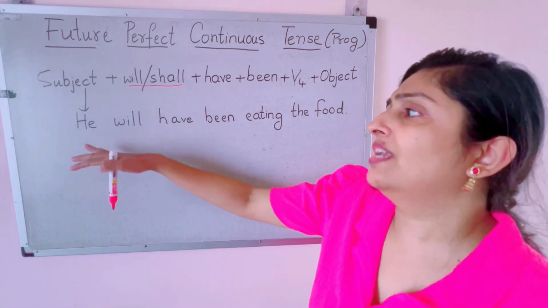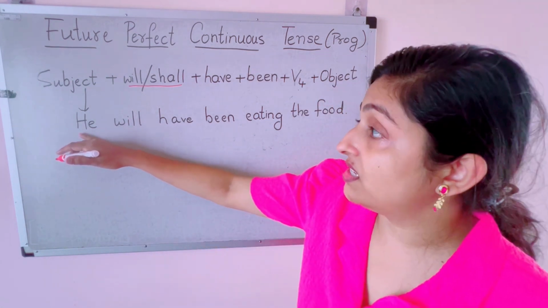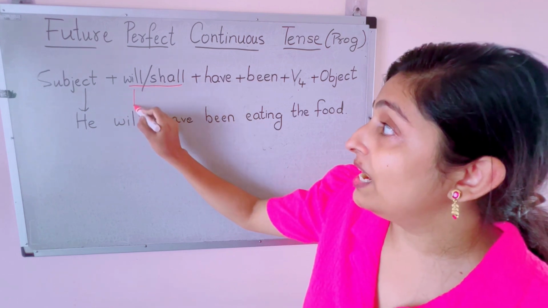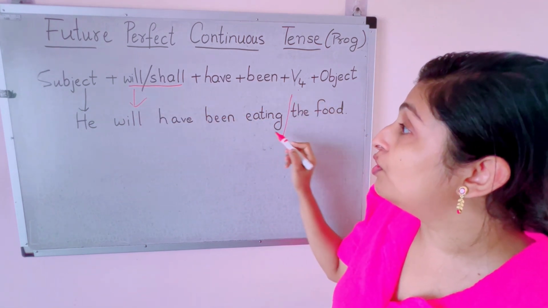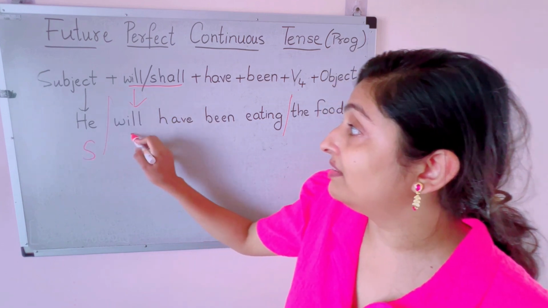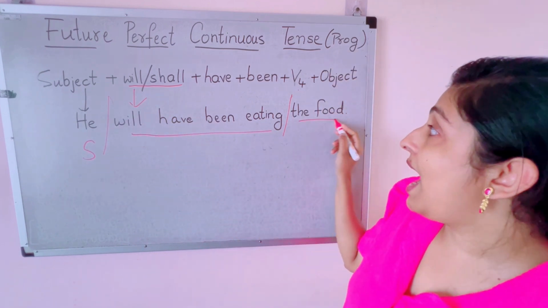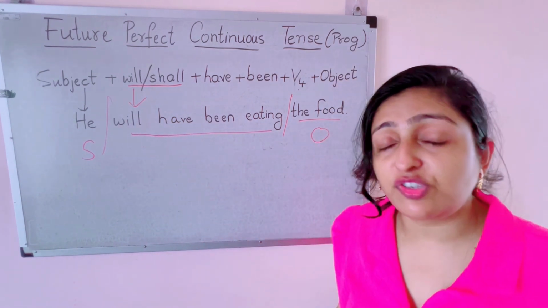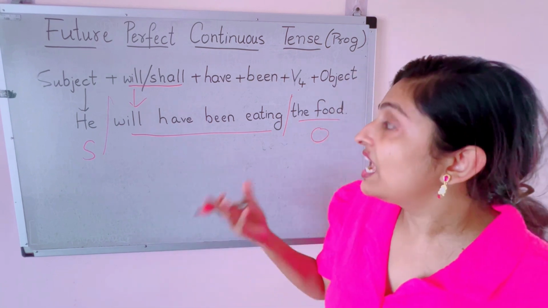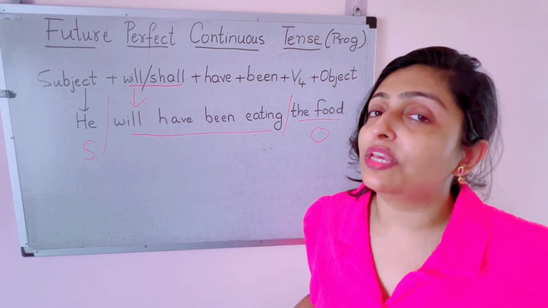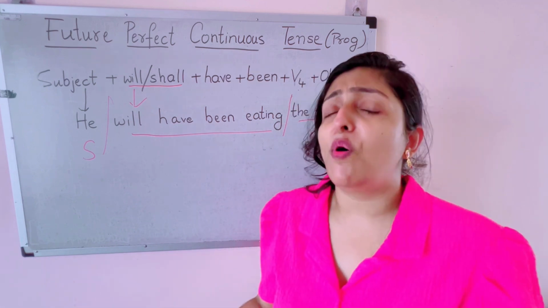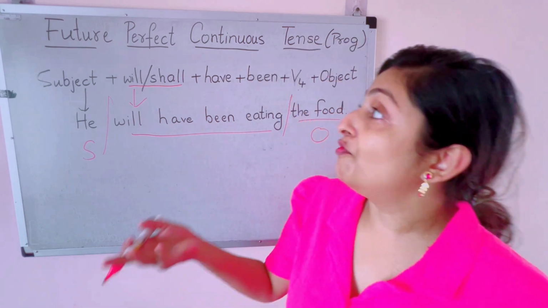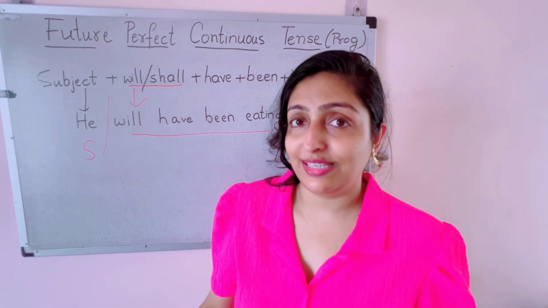So let's look at the example. He is the subject, will have been eating the food. So this is the subject, this is the verb, and the food constitutes the object. He will have been eating the food. Now let's proceed on to the 5 important points of future perfect continuous tense.